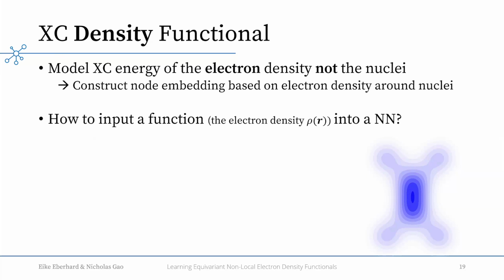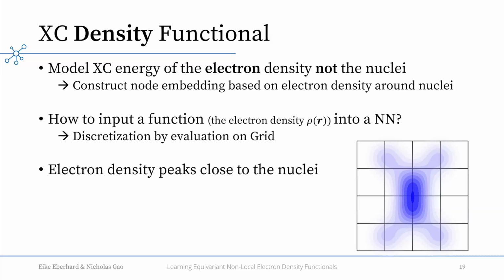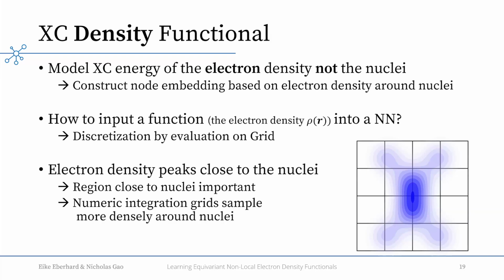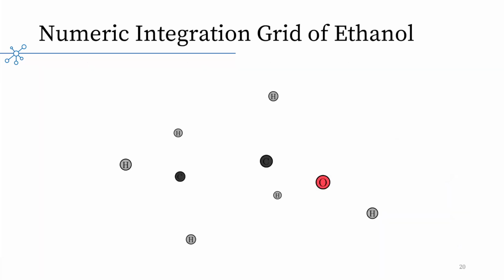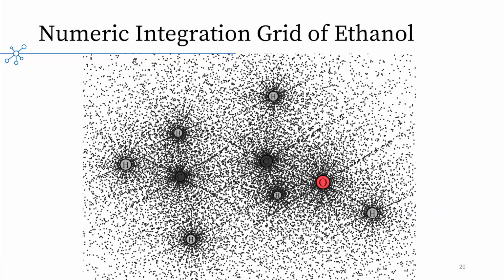A valid question first: when we have this continuous analytical object, the electron density, how do we input it into a neural network? Typically you do this by discretizing it on a grid. Another key feature of the electron density is that it peaks close to a nucleus, which tells us this region is more important. This is also used in contemporary quadrature methods, which have integration grids that sample more densely around the nuclei. Just to give you an example of how such a grid might look: if that is your molecule, that's your point cloud of atoms, then the integration grid looks like this.